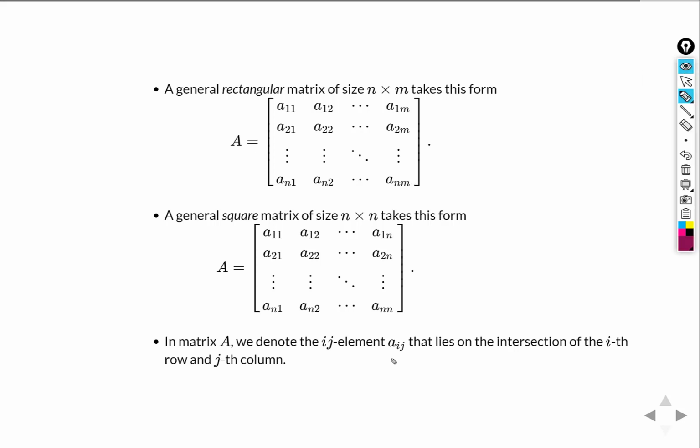We use this notation, A subscript i and j, to show the element, the entry of the matrix A that lies in the intersection of ith row and jth column. This way, uniquely, we can locate Aij. For example, A22 means second row, second column, and we can locate it uniquely inside the matrix.